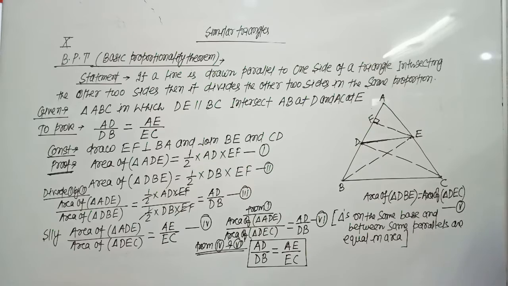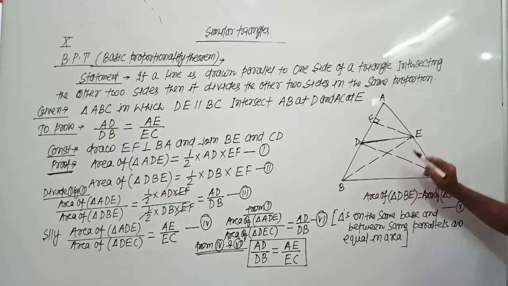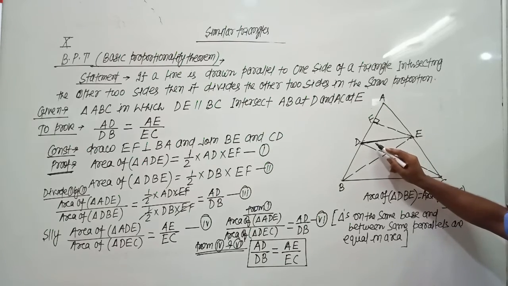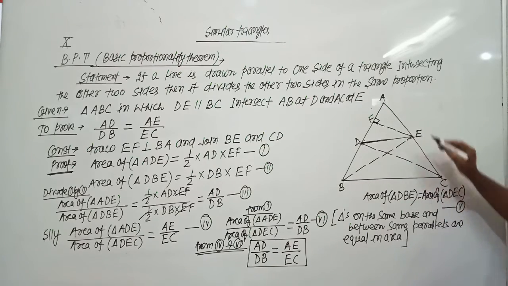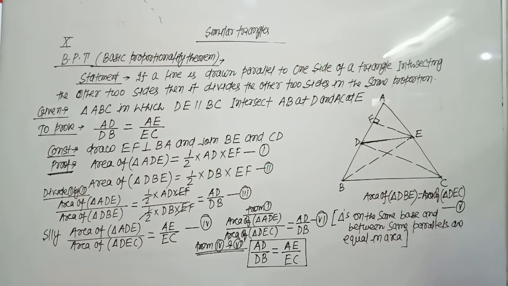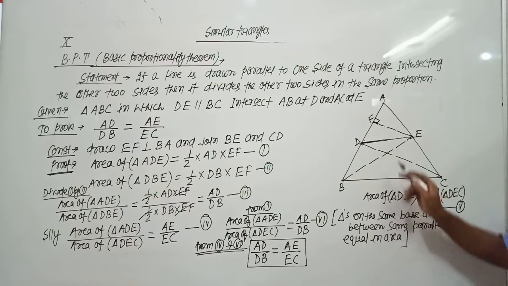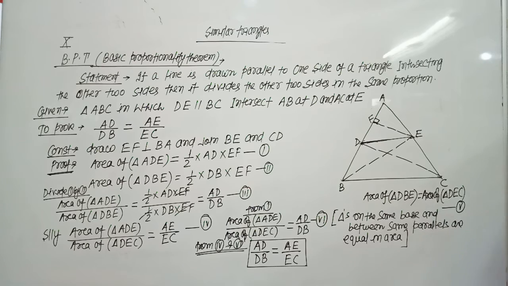Then similarly, we have written area of triangle ADE upon area of triangle DEC equals to AE upon EC. And since these two triangles, triangle DBE and triangle DEC are on the same base DE and between the same parallel lines DE and BC, therefore they must be equal in area.